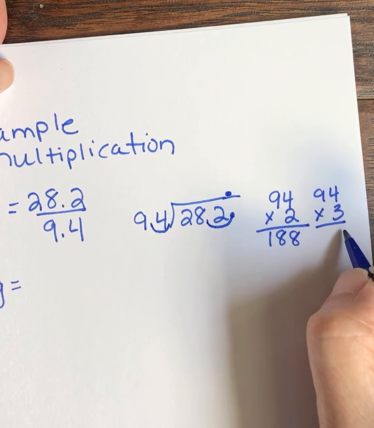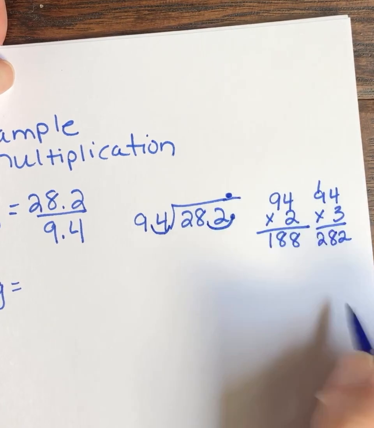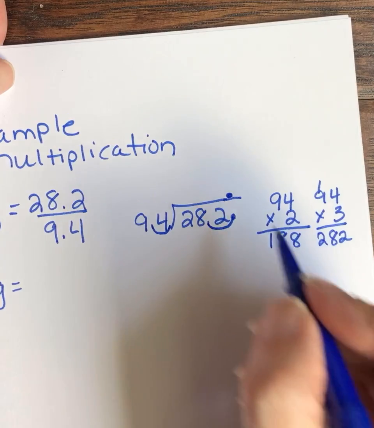And then we'd probably check to see if 3 would work, or if it was too high. So 4 times 3 is 12. And then 9 times 3 is 27, plus 1 more is 28. And look, we got an exact answer. So it goes in 3 times.